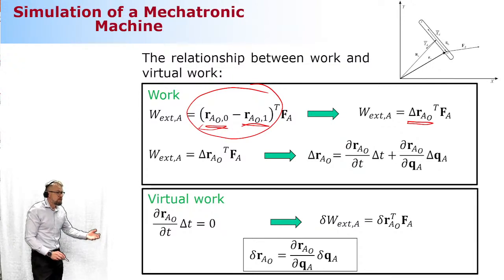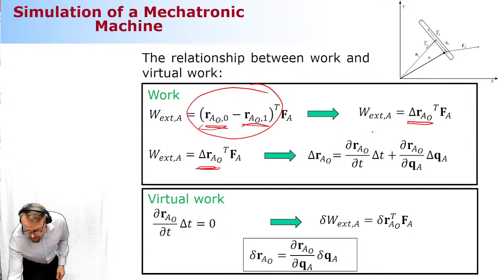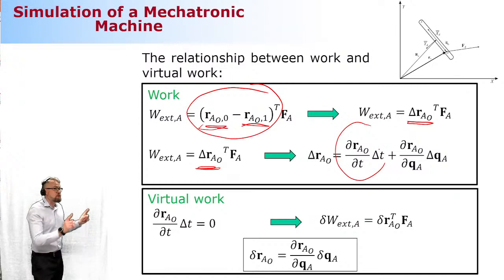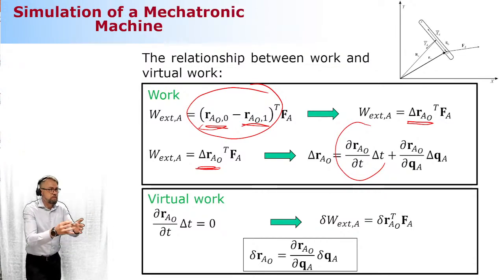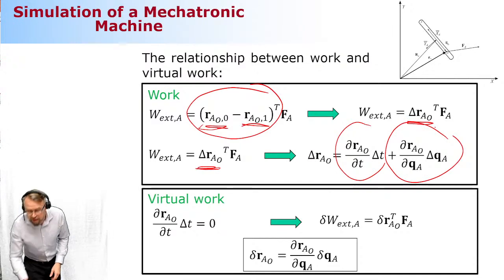All right. But when you look at the math here, when you compute this delta r, of course, it's going to be computed in a way that is partial r, partial t, where t, of course, is time, multiplied by delta t, because time is running when the displacement takes place. And then this is multiplied by partial r, partial q, delta q.